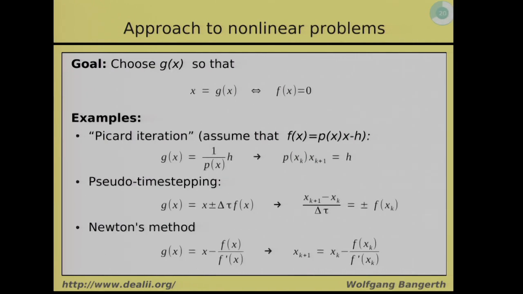So like I said, there are many different approaches to choosing this g, and I'm going to show you three that are of particular relevance in the solution of nonlinear partial differential equations. One is what in the context of PDEs is often called a Picard iteration. Picard iteration really is just a different word for fixed point iteration, but in the context of PDEs we mean a very particular fixed point iteration. Namely, if this f can be written in the following way, namely as p of x times x minus h.